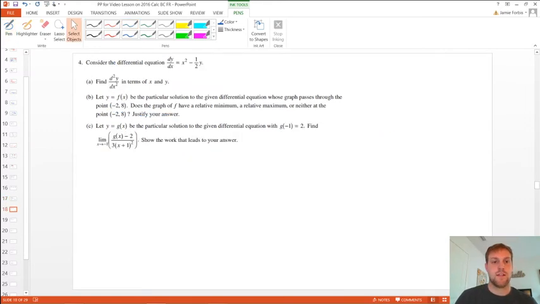All right, let's move on to part C. C says, now I have g of x as a particular solution to the differential equation, and that contains the point (-1, 2). I want to find the limit as x approaches -1 of this. Show the work that leads to your answer.